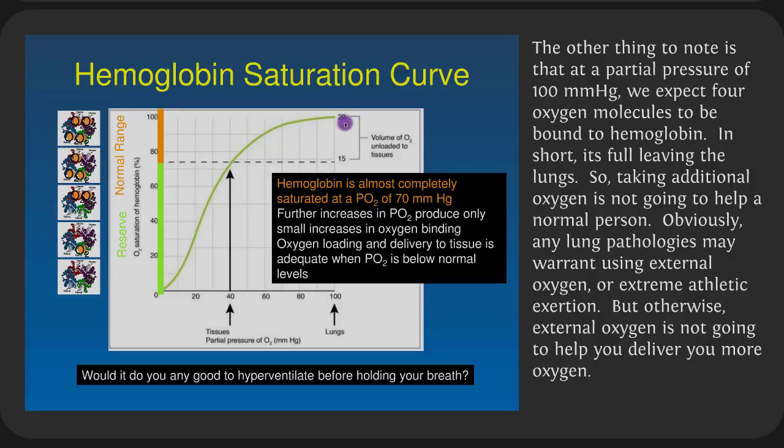So taking additional oxygen, which we mentioned at the beginning, is not going to help a normal person. Obviously, any lung pathologies may warrant using external oxygen, or maybe extreme athletic exertion. But otherwise, external oxygen is not going to help you deliver more oxygen. So it's not going to make you super duper smart or make you do better on tests or anything like that. Your lungs are already at 100%.